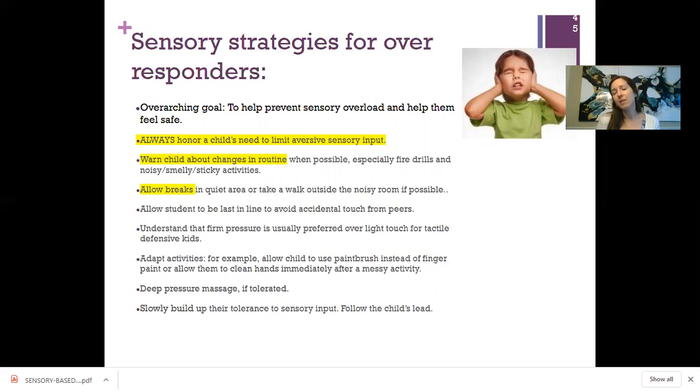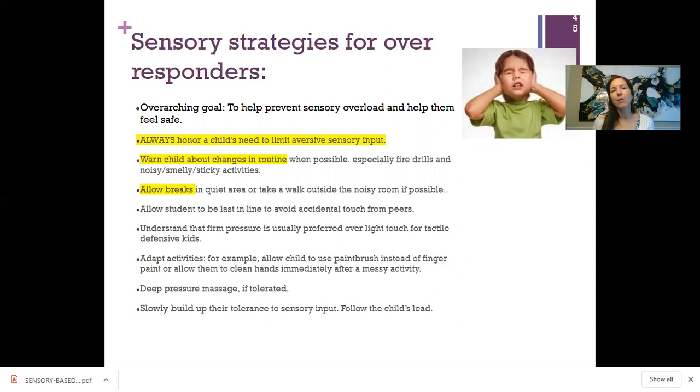It also helps to warn sensory over-responders of any change in routine, because remember, they might be orchestrating their whole day so that they can predict what's going to happen next, which can really help them deal with the fact that the world is scary and aversive to them. So whenever possible, warn the child of any changes. These are kids where visual schedules, or any kind of schedule, go a really long way. But especially if there's something like a fire drill, or a noisy, smelly, sticky activity coming up, help them understand that it's coming up and that it's going to be okay.